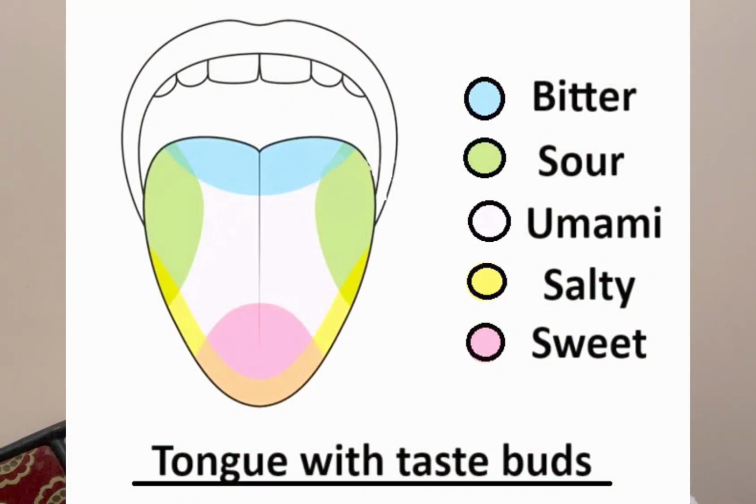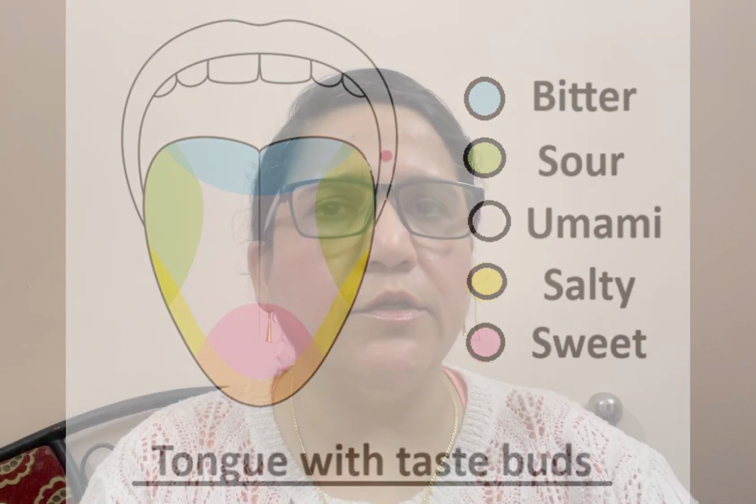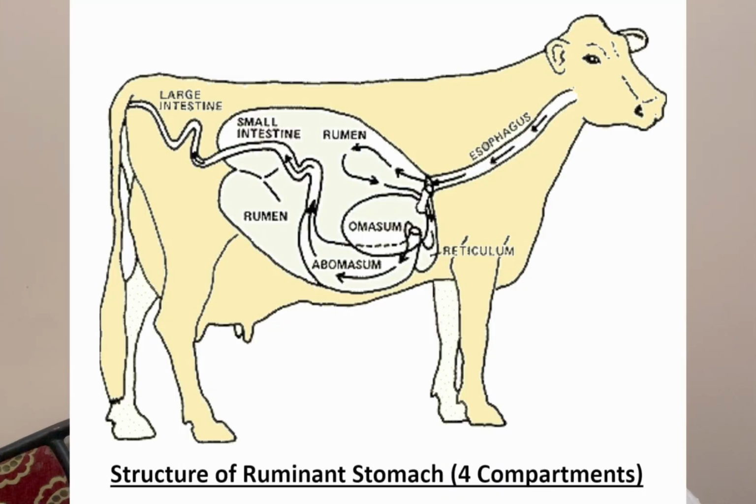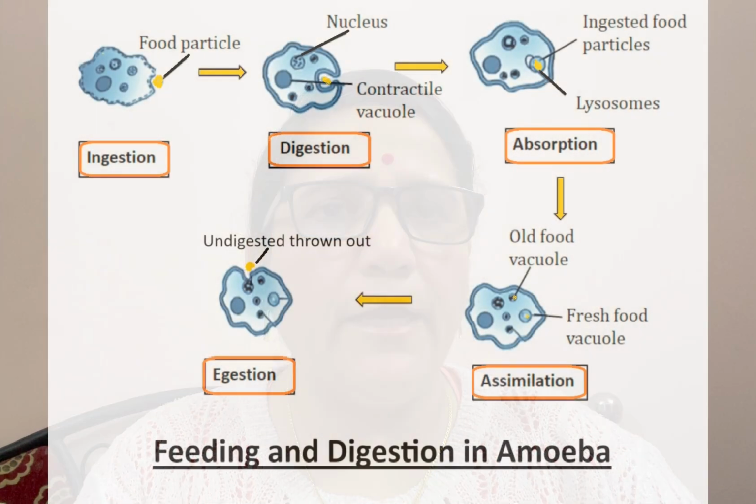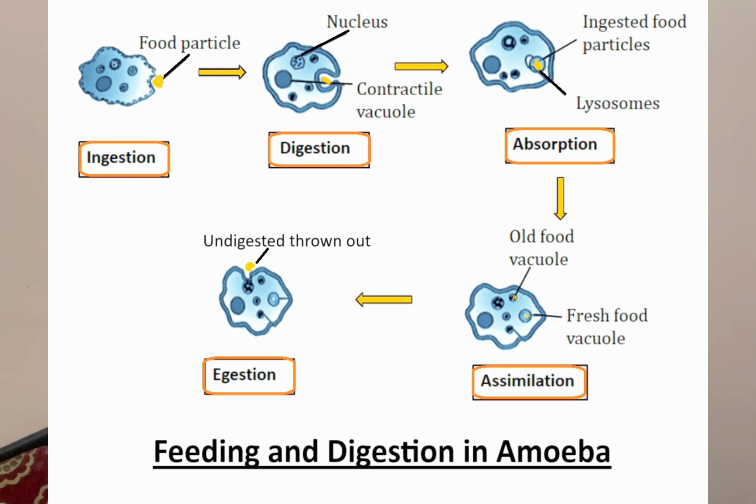Then the tongue and taste buds showing different regions that detect sweet, sour, salty and bitter tastes. Moving on, the structure of the ruminant stomach divided into 4 compartments: rumen, reticulum, omasum and abomasum, specialized for digesting plant material. Next is the feeding and digestion in amoeba, where the amoeba uses pseudopodia to capture food and forms a food vacuole for digestion. Make sure to practice drawing and labeling these diagrams carefully.